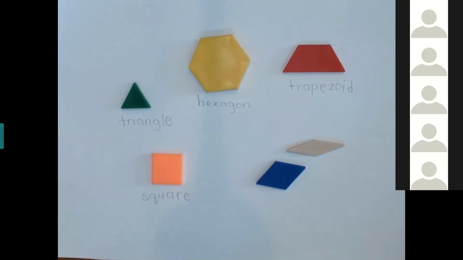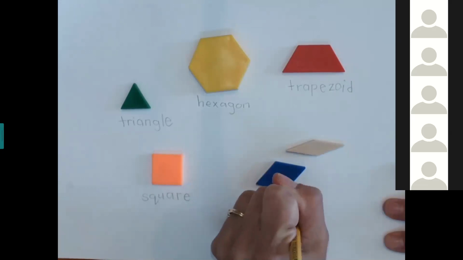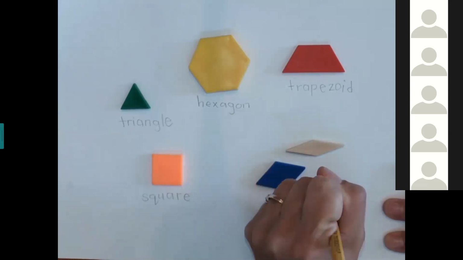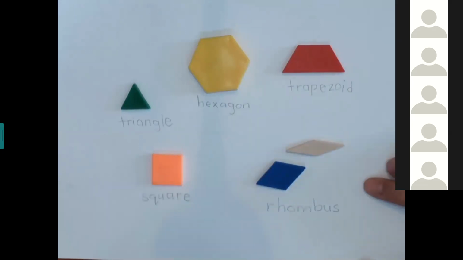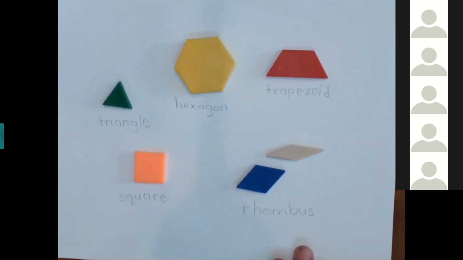Okay, Hudson, go ahead. Rhombus. It is a rhombus. Okay, so I want you to get used to calling this shape a rhombus when you're doing math instead of calling it a diamond. All right?